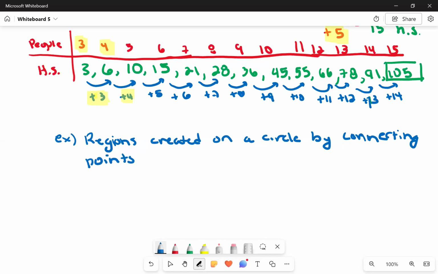Okay, what I mean is this. Let me draw it. So we have a circle, and let's say we have 2 points on the edge of the circle. So connecting points on the circle. 2 points. Okay, so let's draw a line across, and let's see, how many regions have we created? Looks like we have 2 separate regions here.